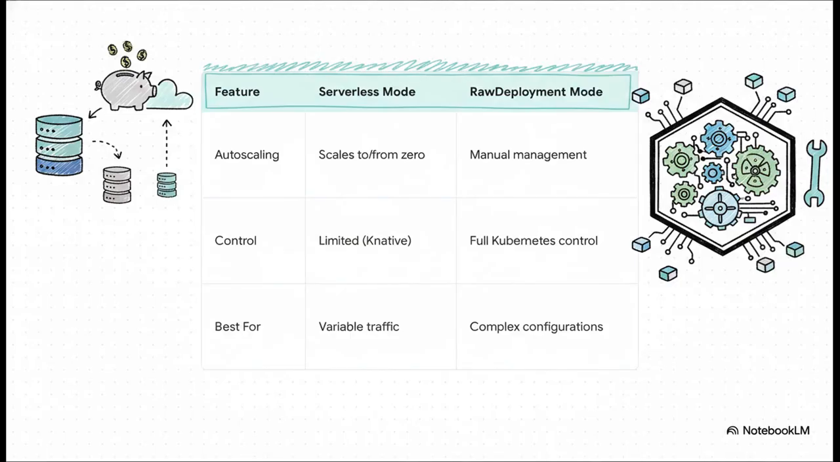KServe is also really flexible. It gives you different ways to deploy your models. For instance, there's a serverless mode that is incredible for saving money because it can automatically scale your models all the way down to zero when nobody's using them. You only pay for what you use. But if you have a really complex setup, you can use raw deployment mode for maximum fine-grained control over everything.